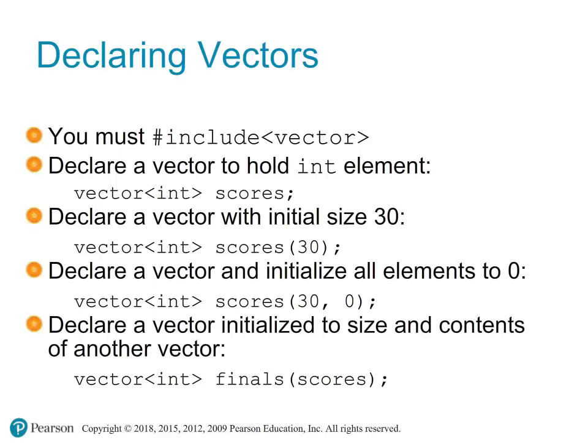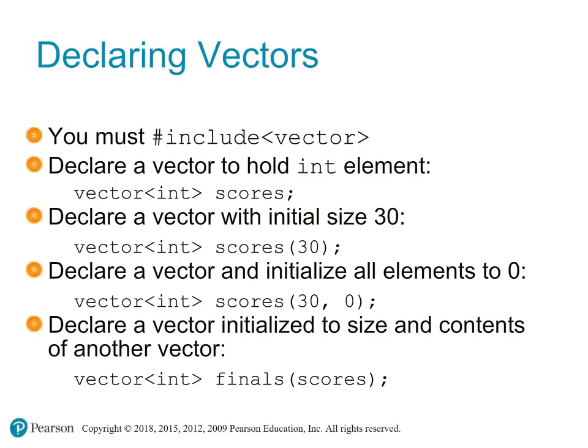Pound sign include vector, so always remember to include the vector header file when using vectors. Vector, angle bracket integer, then scores. Here we declare a vector that will hold integer elements. It starts with 0 elements. Vector, angle bracket integer, then scores, and in the round parentheses we specify 30. So here we declare a vector of integers with an initial size of 30. The elements are uninitialized. They may contain garbage values.